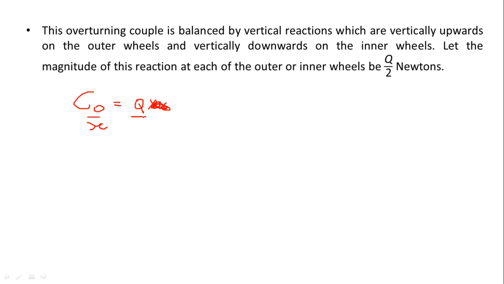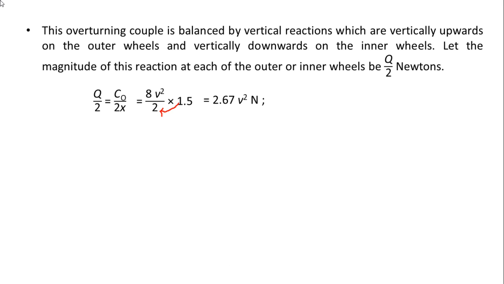We are going for each wheel; each pair of wheels is Q. So for each wheel it is C naught by 2x. So Q by 2 equals C naught by 2x, 8 V square by 2. This 1.5 should be in the denominator. This is wrong, please correct it. So 8 by 3 V square, so 2.67 V square m.